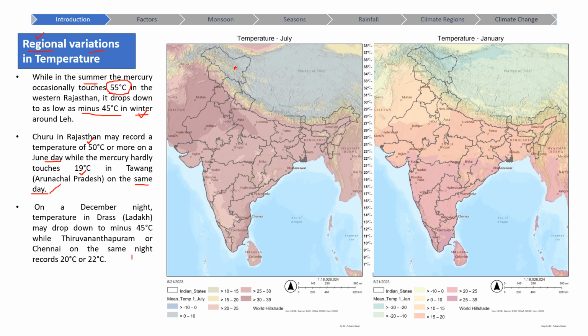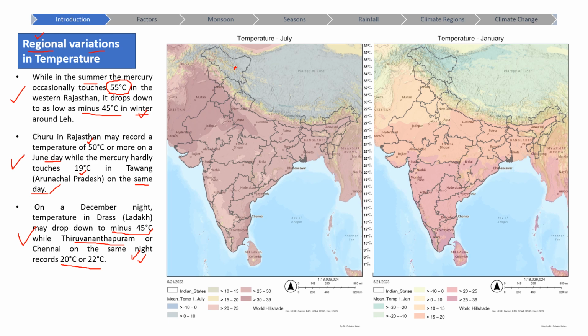same night difference. In Ladakh, the temperature may be minus 45 degrees Celsius, but in Thiruvananthapuram or Chennai, the temperature may be 20 to 22 degrees Celsius, the same night. So there is a difference from season to season, the same day, the same night.